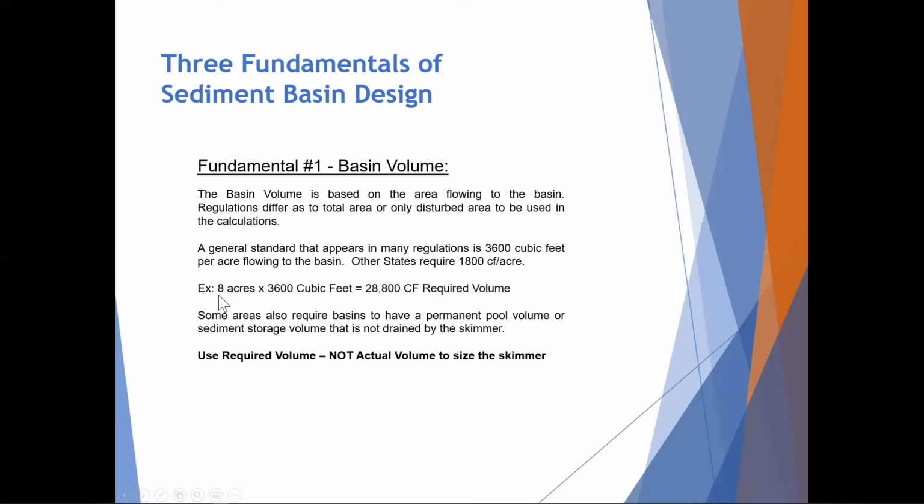And so, for example, if you had an 8-acre area draining to your sediment basin with the 3,600 cubic feet, your required volume is 28,800 cubic feet. Now, some areas also require basins to have a permanent pool volume or sediment storage volume that is below the outlet that's controlled by the skimmer. It is important to use the required volume when you size your skimmer and not necessarily your actual volume to size the skimmer. And we'll touch on this a little bit as we go forward.